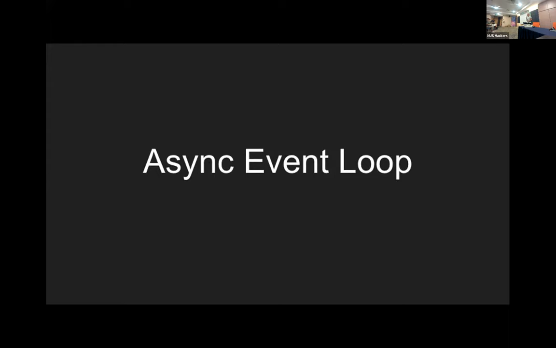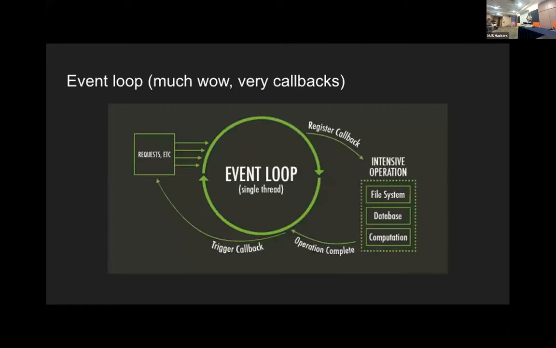The more popular way that people are doing this right now is the async event loop. This is something used by Node.js and others under the hood. This is what an event loop looks like. Basically, everything runs in a single thread, and there's a main loop that keeps checking if operations are done. By operations, I mean incoming server requests, file IO, things like that, and also timeouts.